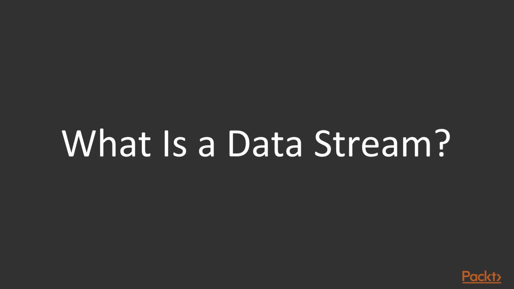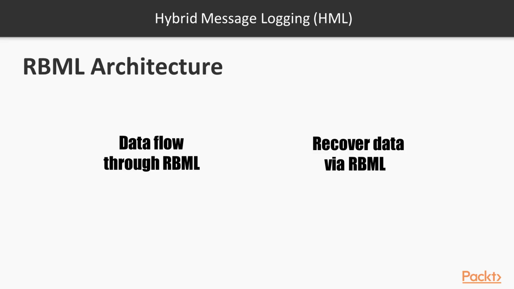Okay, now let's focus only on the receiver-based message logging architecture. We will rely on two suggestive diagrams meant to highlight the place of RBML in the collection tier. First, we will cover the happy path with no failures, so let's see how data is flowing through RBML.